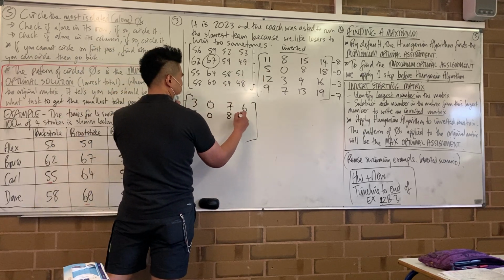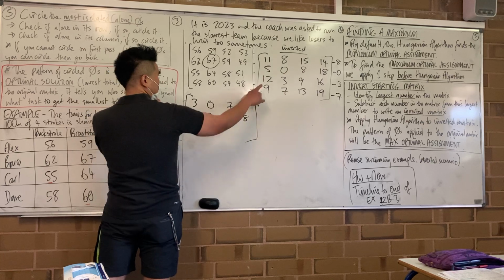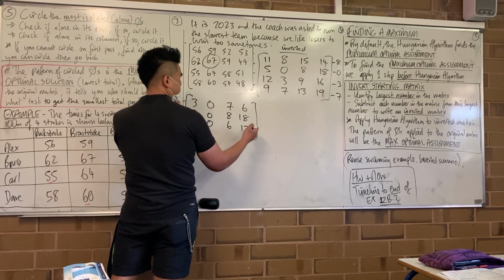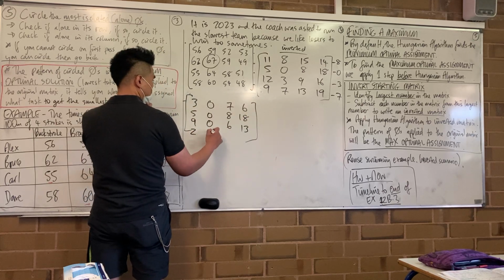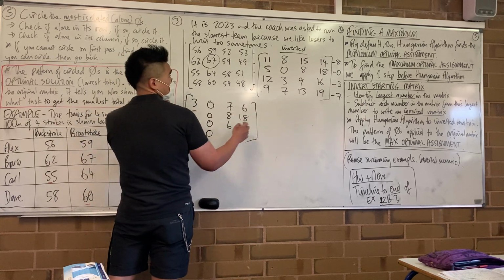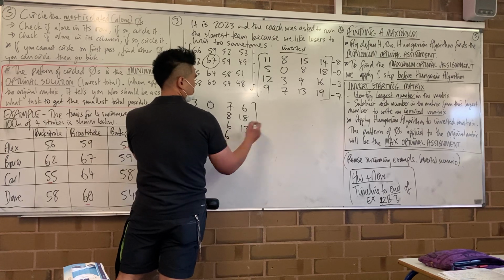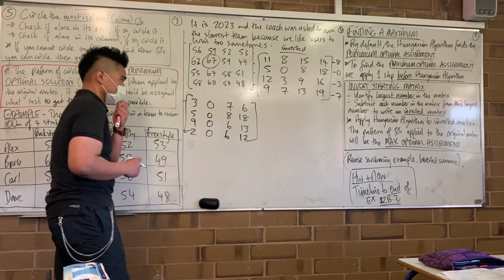5, 0, 8, 18. Take 3 from this. 9, 0, 6, 13. Take 7 from this. 2, 0, 6. Yep, 6 and 12. I've done the rows.